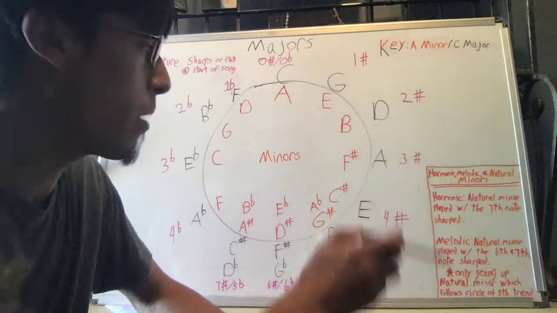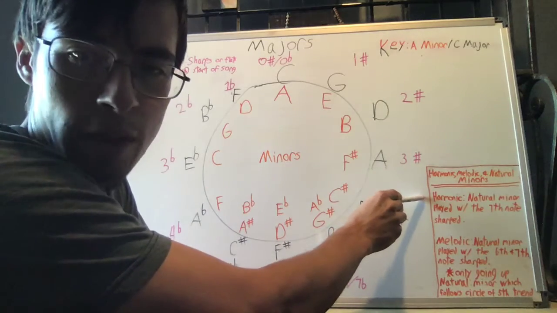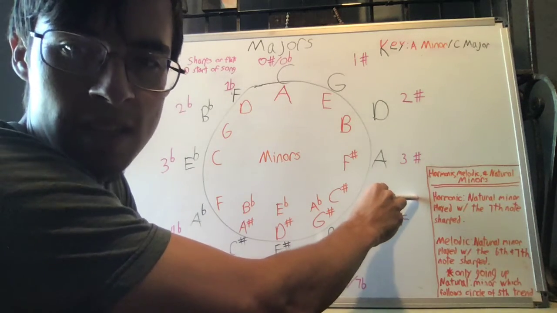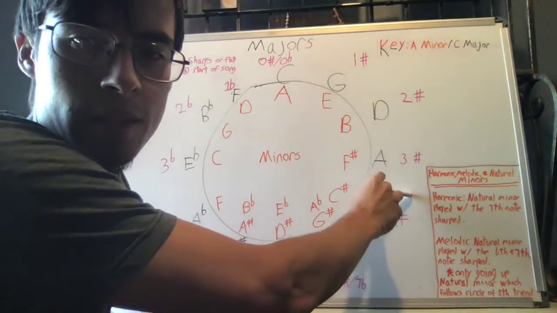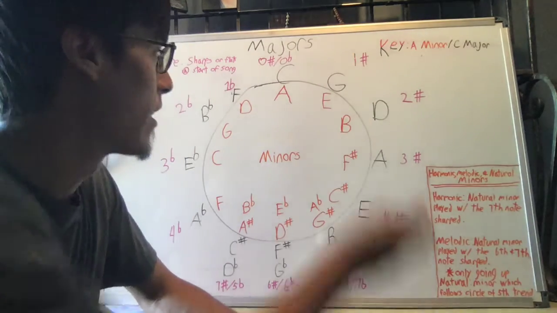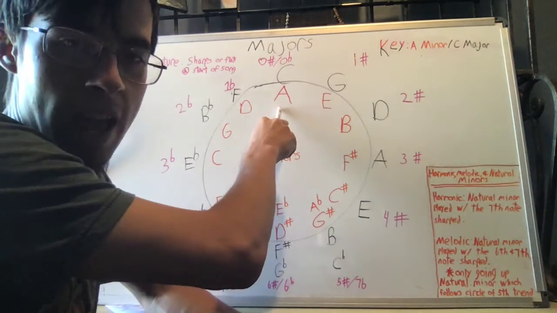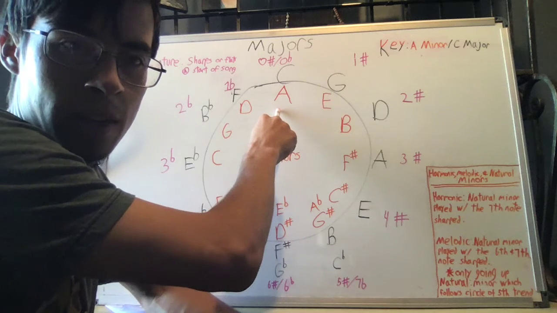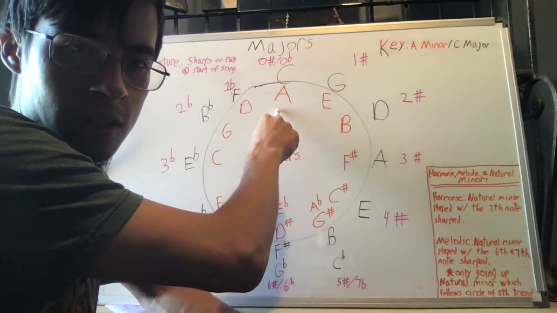So the harmonic is going to be the natural minor, but played with the 7th note sharped. If we're taking, for instance, the A, I'll show an example a little bit later on in the video of how this looks on the keyboard.